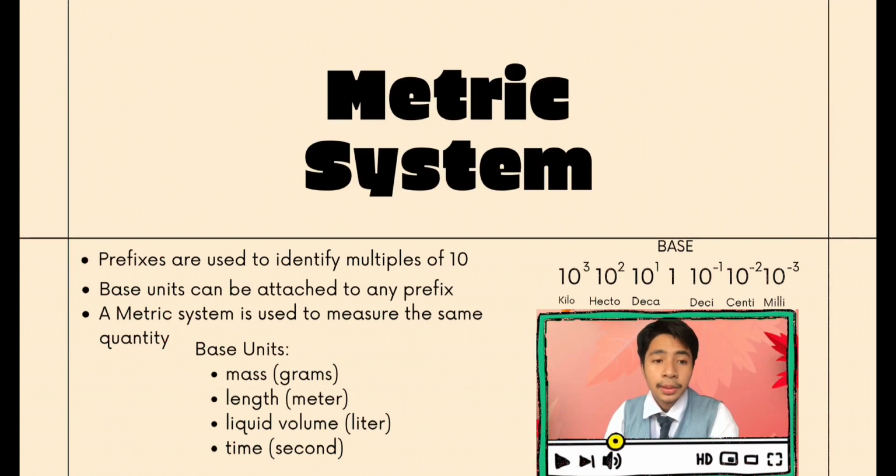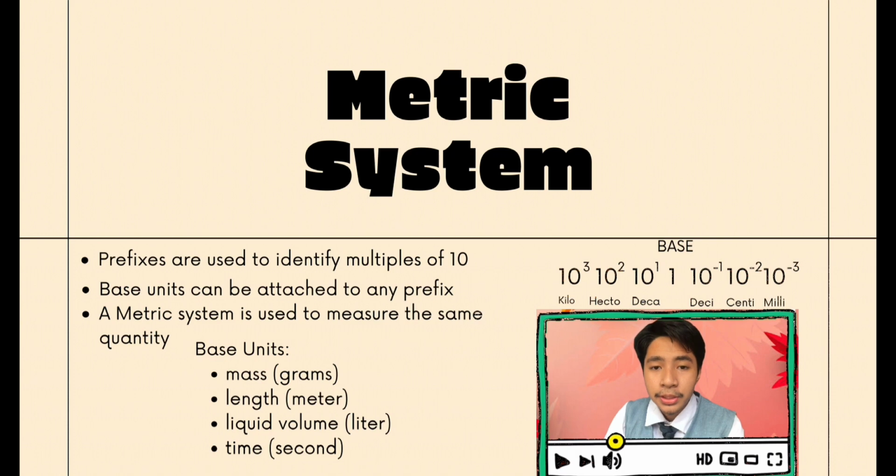Under the SI units is the metric system, which pertains to the prefixes that are used to identify the multiples of 10. Examples of base units are mass as grams, length as meter, liquid volume as liter, and time as second. Base units can be attached to any prefix. Like what I said earlier, we have the mass, which is grams. The prefix would be kilo, and then the mass would be grams, so it will be kilograms. It is something like that.